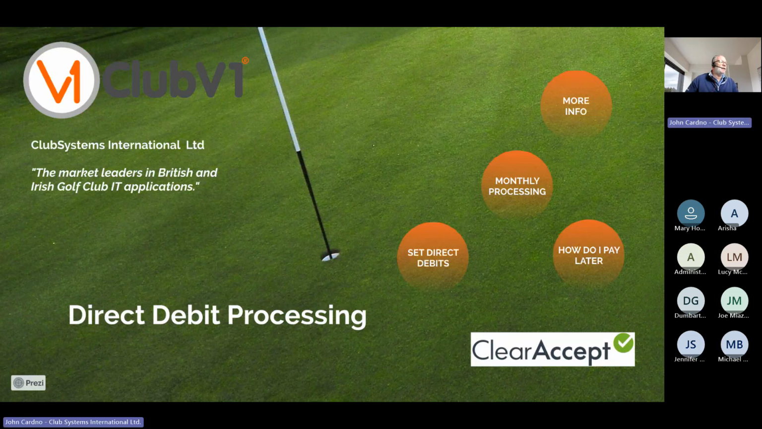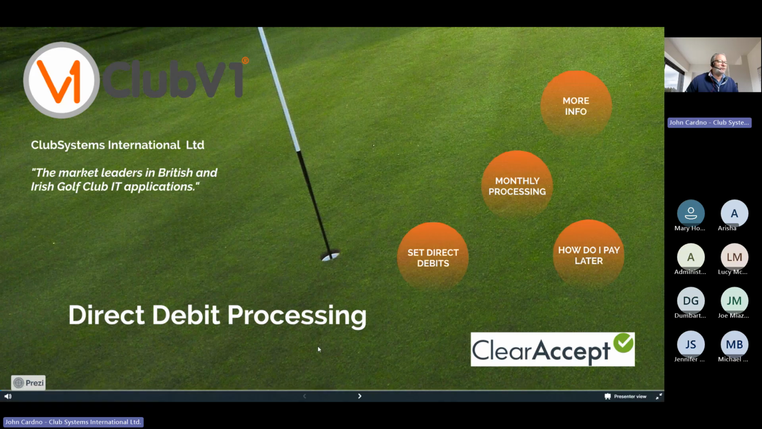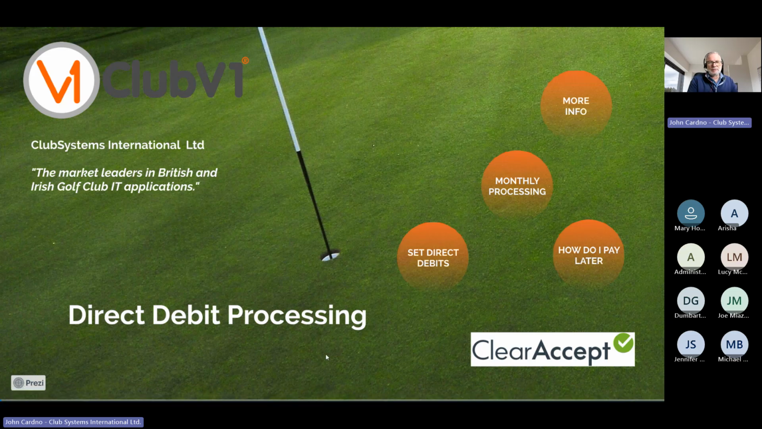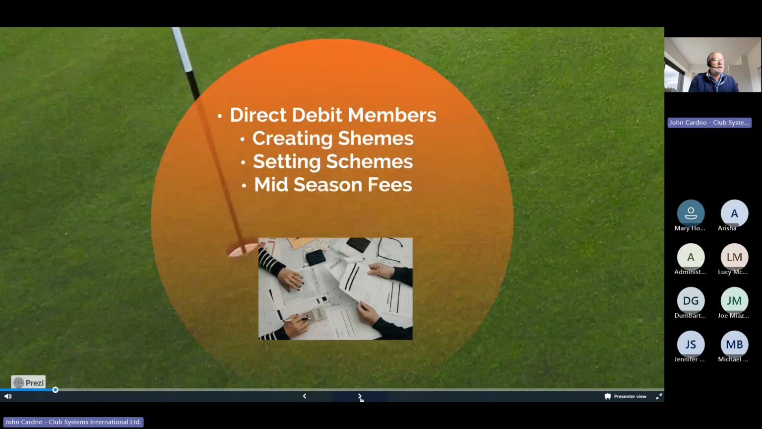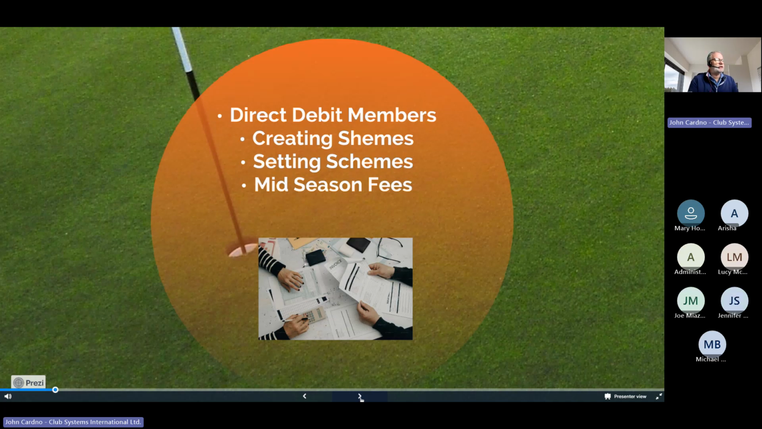So the main aspect of today is to go through the direct debit scheme and show you how it works within Club V1. The main things I'm going to go through are how you identify your members as direct debit payers who want to request direct debit, how you can create different schemes and options for payment, how you set these schemes on the bills, and also how you deal with mid-season people joining.